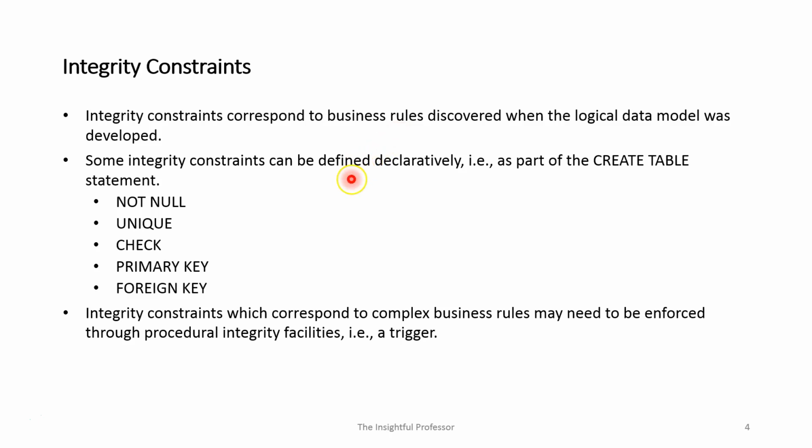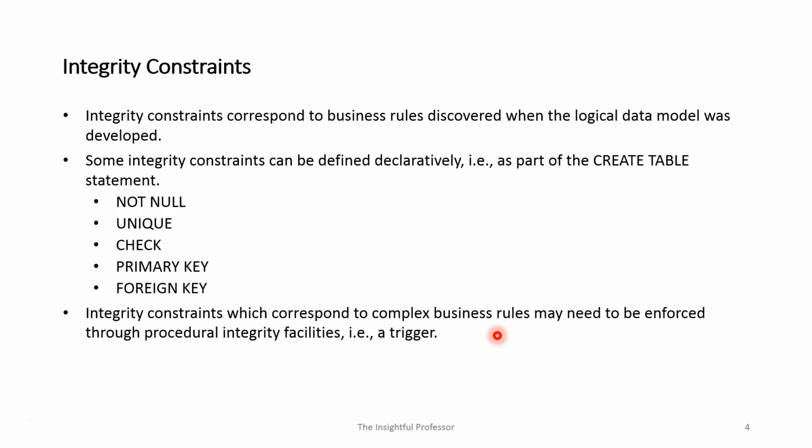So some of the integrity constraints can be defined declaratively. Again, what that means is it's just an extension to the create table statement. These would be things like not null, unique, check, primary key, and foreign key. The integrity constraints, again, correspond to real-world functionality, and sometimes these integrity constraints can be quite complex.